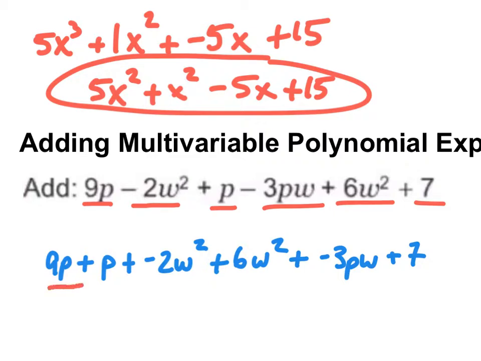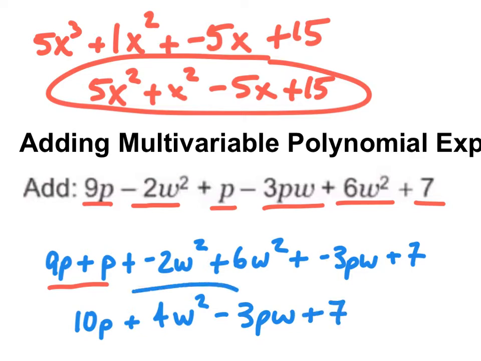So let's think about what we can combine here. I can combine the 9p and the p, so 9p plus 1p is going to give me 10p. Then I have a negative 2w squared plus 6w squared, and that's going to give me a positive 4w squared. Negative 2 plus 6 gives me a positive 4. And then I have negative 3pw, and that's the only one that I have, so I'm just going to put a minus 3pw and then plus 7, and that's it.